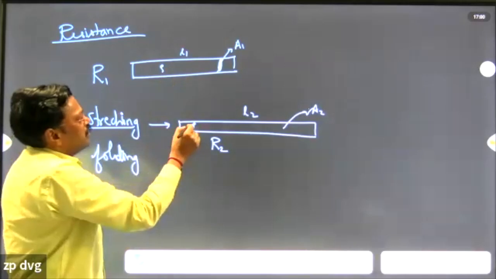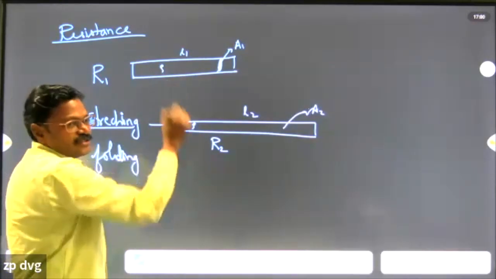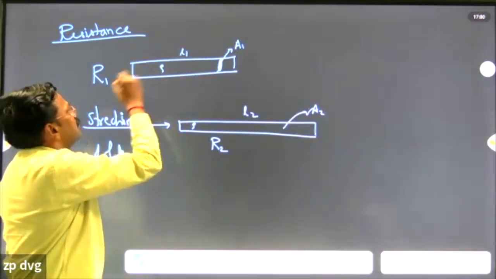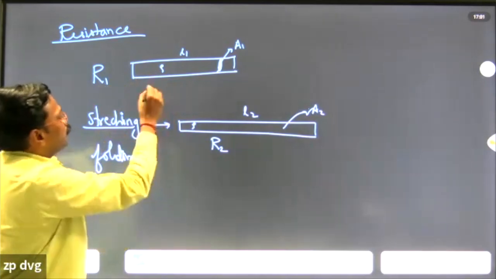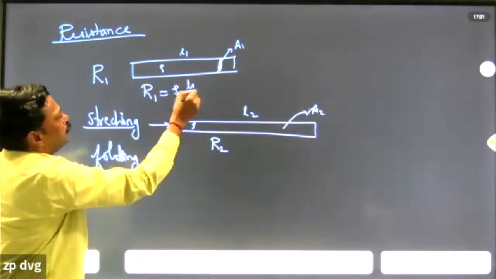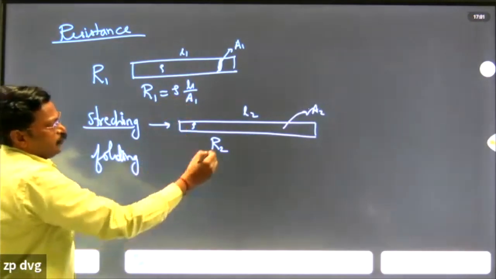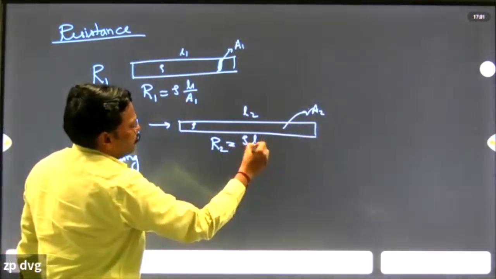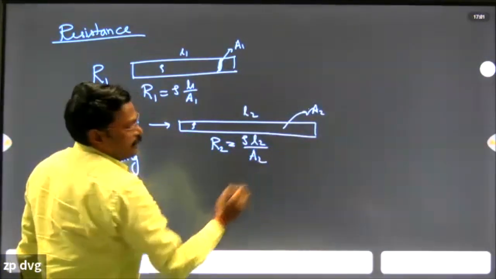Since the resistivity is the same in both cases, we can write rho as the common resistivity. Let's take the resistance here as R1. Let me write an equation for R1. R1 is given by rho L1 by A1. And R2 is equal to rho L2 by A2.